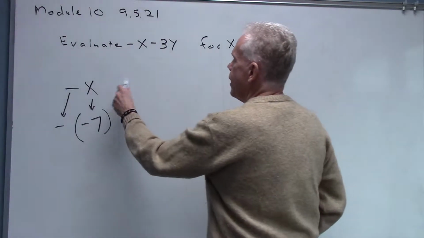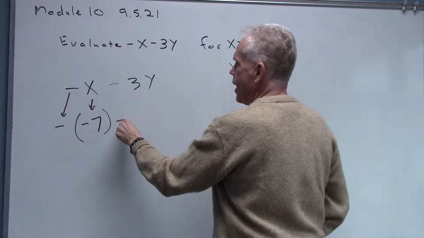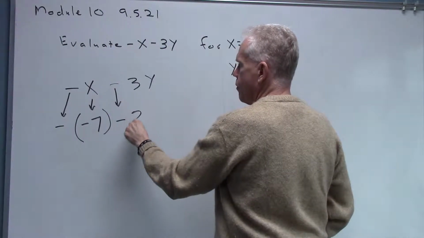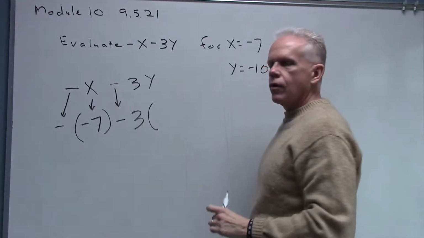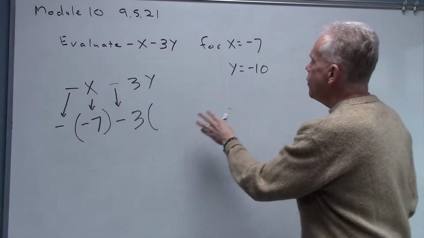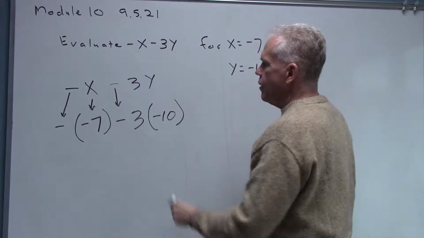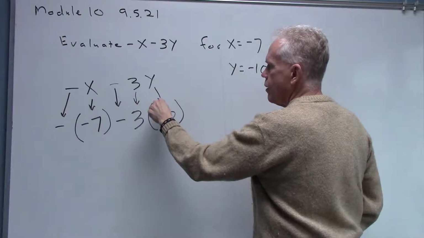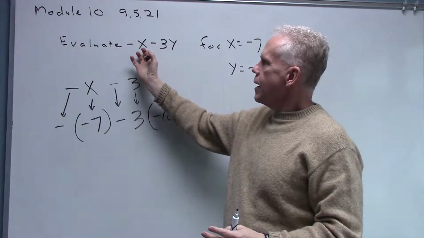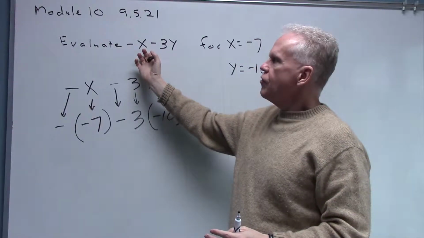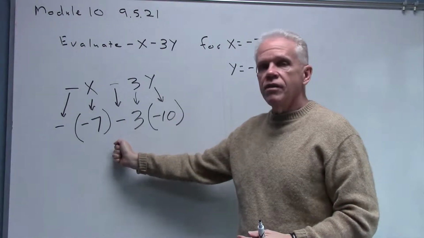Let's go ahead and look at the rest of this. It's minus 3y. So we'll come with minus, you see that here, 3. Now, because it's 3 times y, I'm going to put a parenthesis here to show the multiplication, and the value for the y is a negative 10. Okay, so we got this, and then here's my y. So you can see how I took these values, plugged them into my algebraic expression, and so I end up with this. Now, I'm going to actually evaluate this.